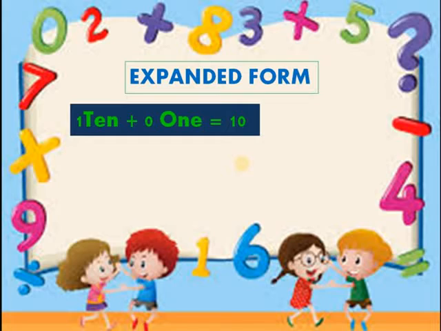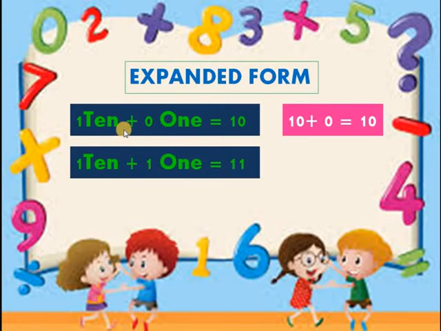Let's see the first example. 10 plus 0 one. This is the expanded form of 10. So it can also be written as 10 plus 0 is equal to 10. Here 1 ten is equal to 10, as we have learned in the previous video, and 0 ones is equal to 0. When you observe this number, 0 is in ones place, so we have written 0 ones. 1 is in tens place, so we have written 1 ten.